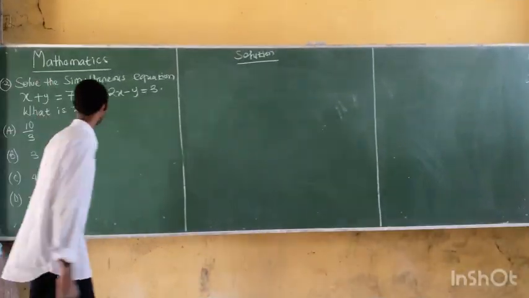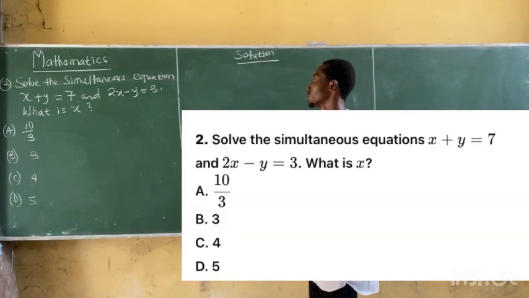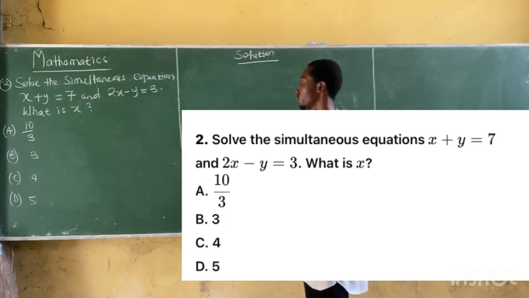Question 2 we have here says solve the simultaneous equation. X plus y is equal to 7 and 2x minus y is equal to 3. It says what is x? Option A, we have 10 over 3. Option B, we have 3. Option C, 4. And option D, 5.